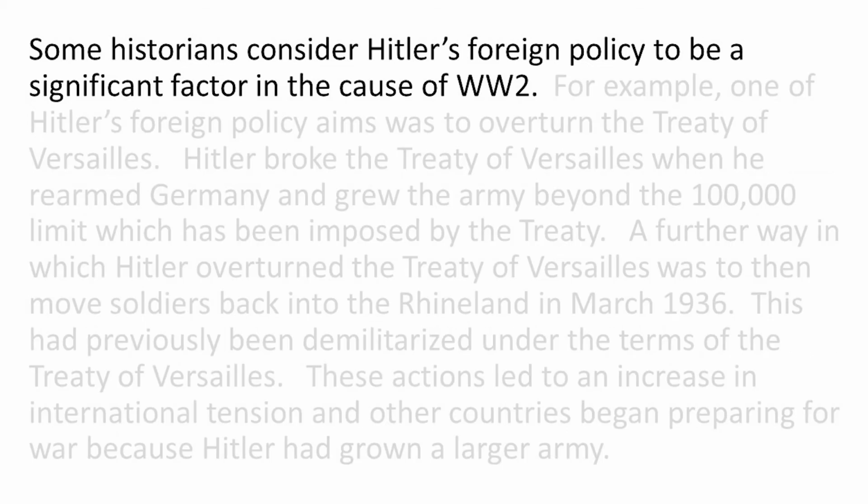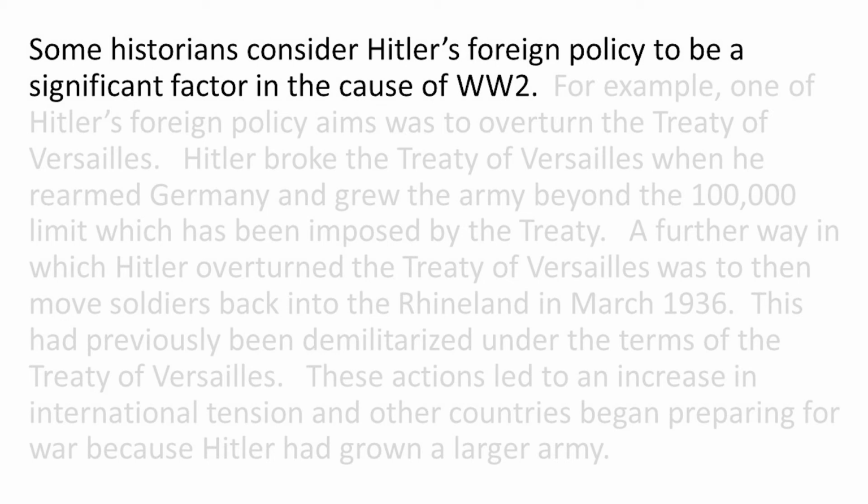Now, the first thing that I want to highlight to you is the point, and we can see it straight away. It's: some historians consider Hitler's foreign policy to be a significant factor in the cause of World War II. It's really clear, it's really simple, and it's quite literally straight to the point. And that's all we need to do. We just need to make sure that the examiner understands what we are talking about here.